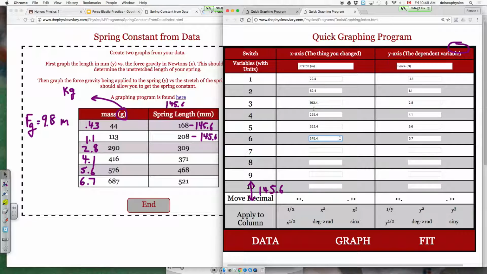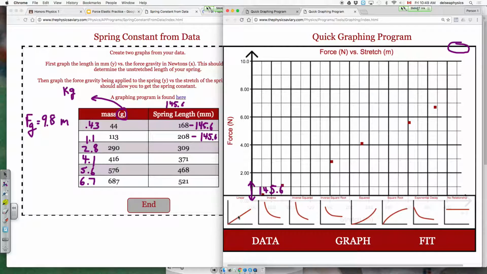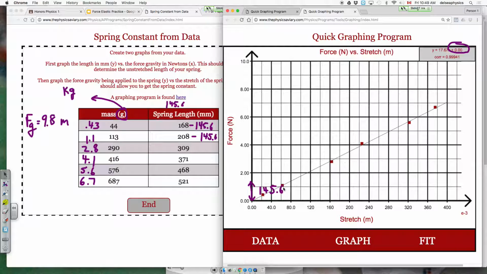Okay, once I have all of my stretches in millimeters, I'm going to move the decimal point 3 spots to get them into meters. I'm going to graph it, curve fit it, and you'll see it goes right through the origin. This time, I don't want the y-intercept. This time, I want to record the slope. The slope will tell me my spring constant, how hard it is to stretch the spring. And this graph tells me that the spring I used had a spring constant of 17.67 newtons per meter.